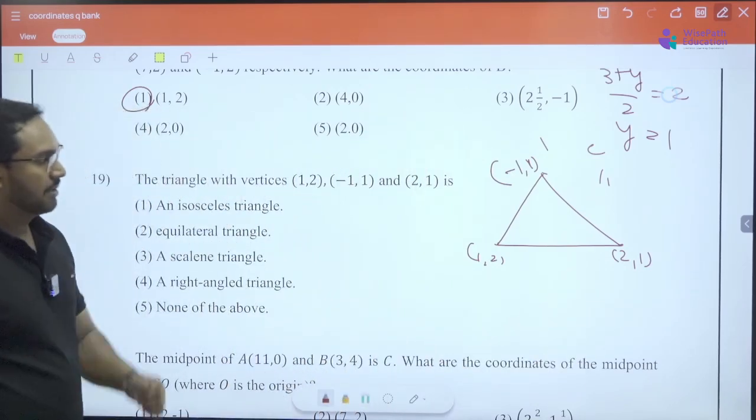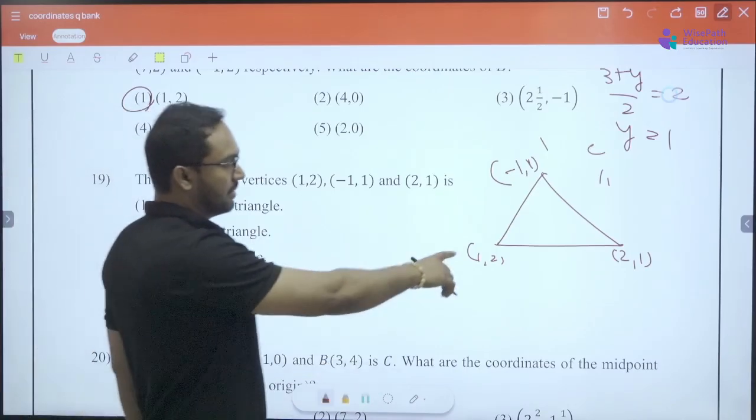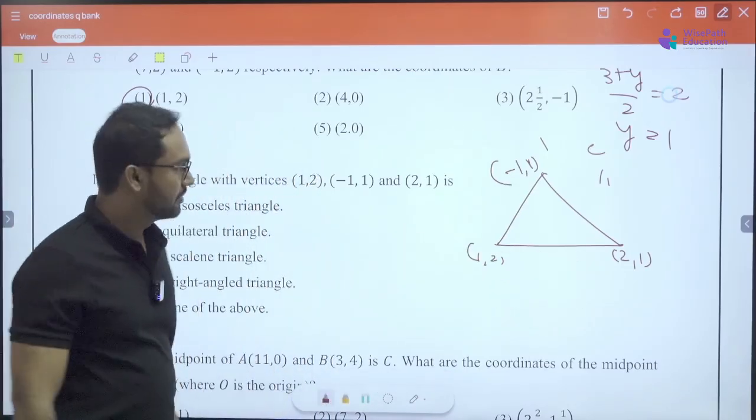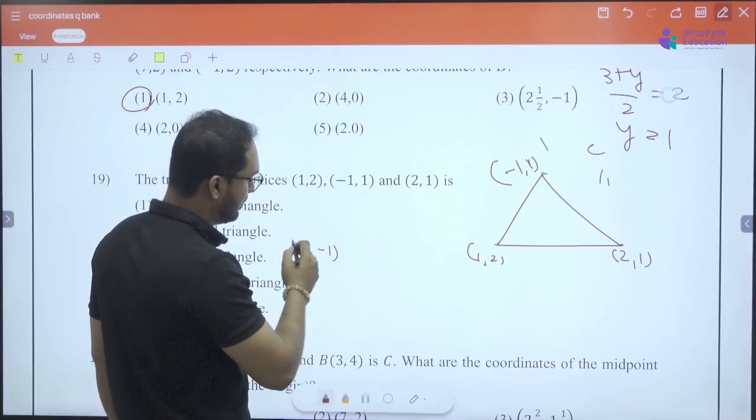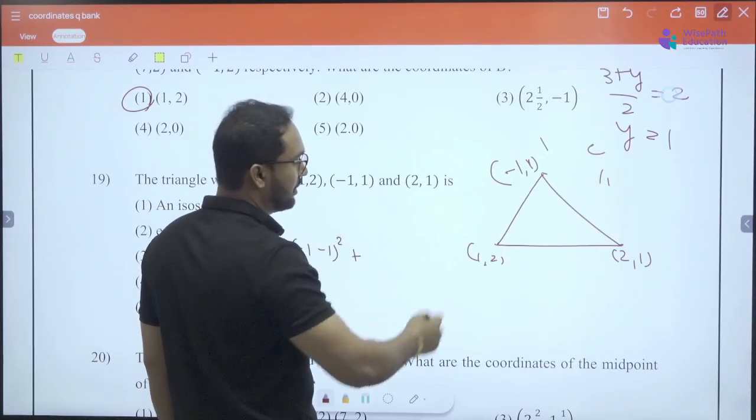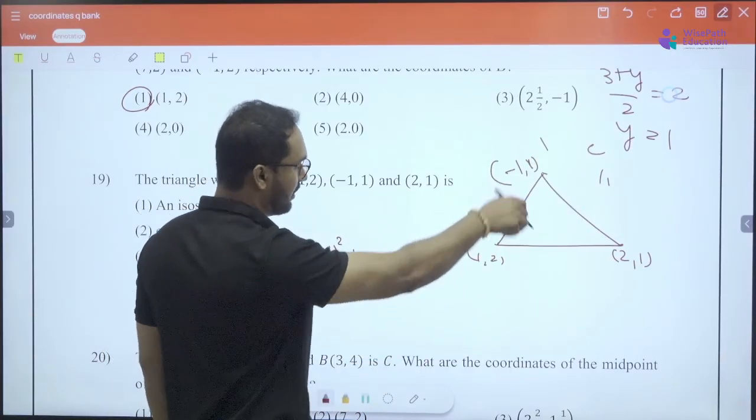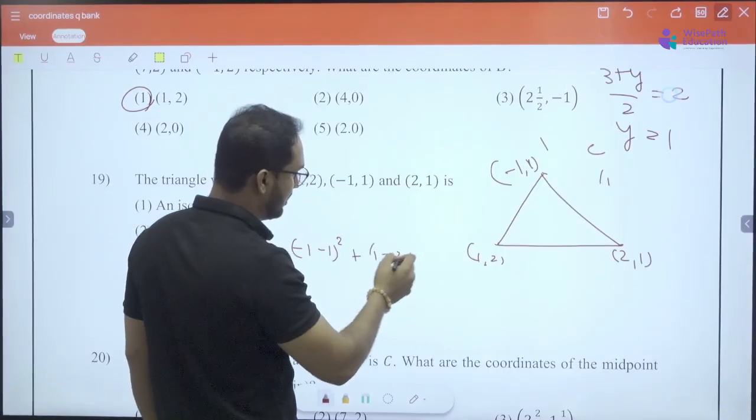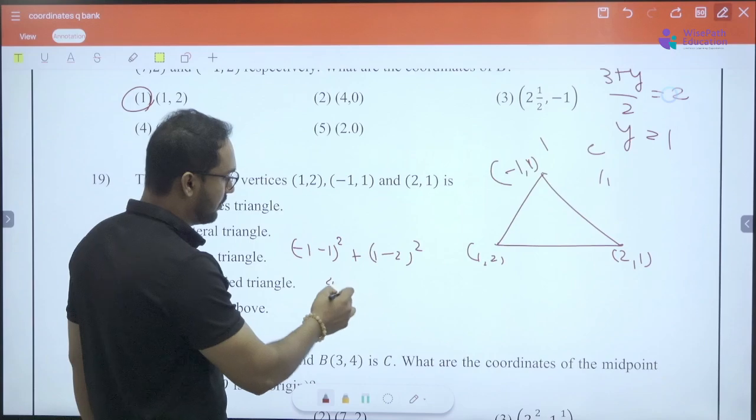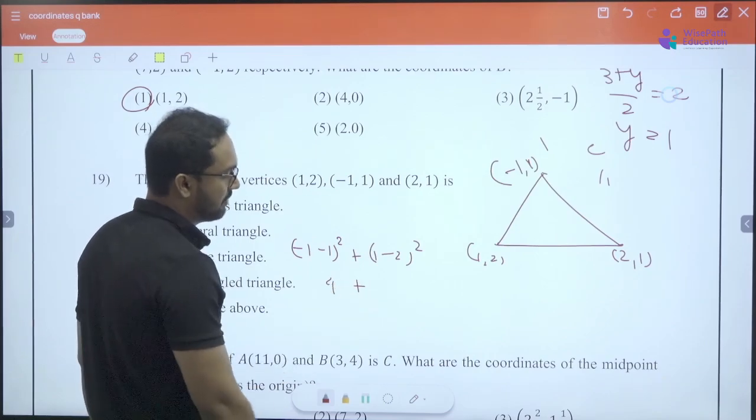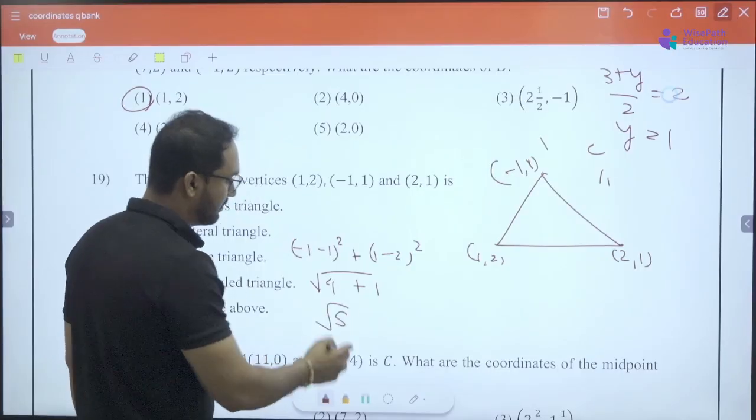To check whether it is isosceles, we need to take the lengths. The x difference is -1 minus 1 squared, plus 2 minus 1 squared. So 2 squared is 4 plus 1 squared is 1. So that's root 5, right?